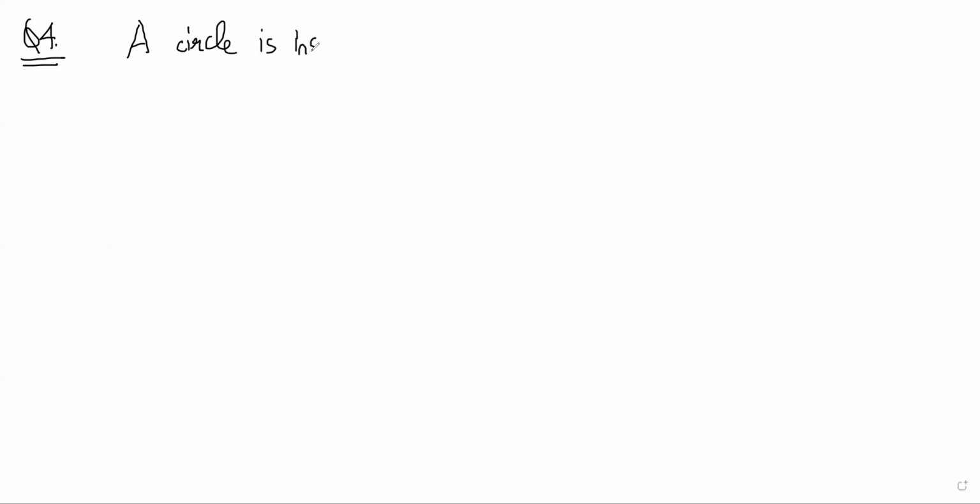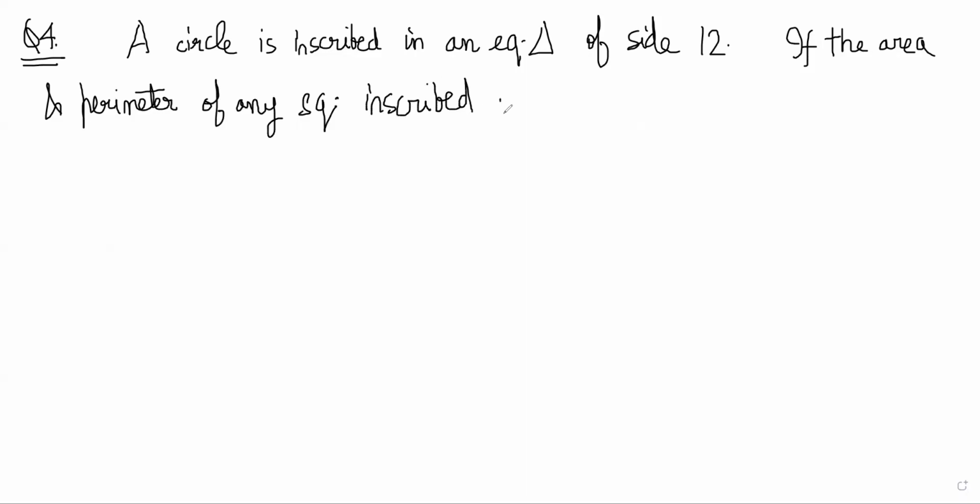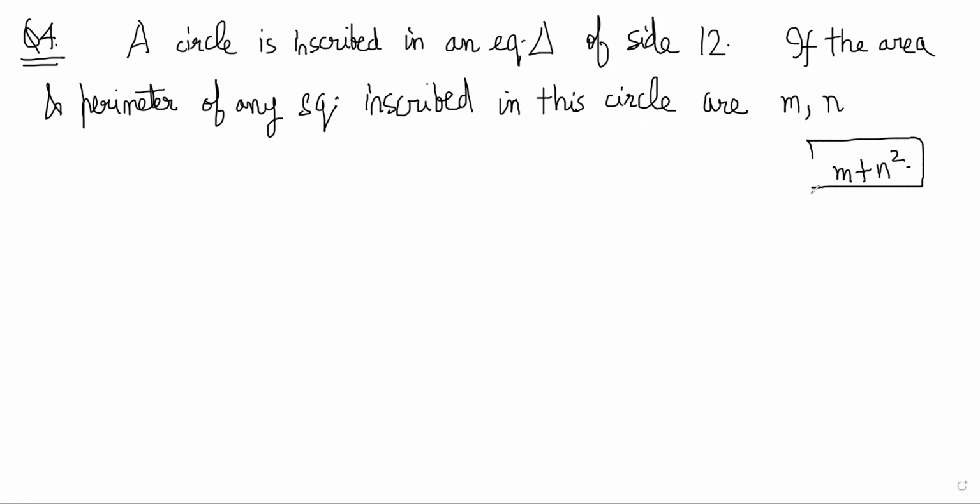A circle is inscribed in an equilateral triangle of side length 12, right? If the area and perimeter of any square inscribed in this circle are m and n, then find out the value of m plus n squared. Again, a very easy question.